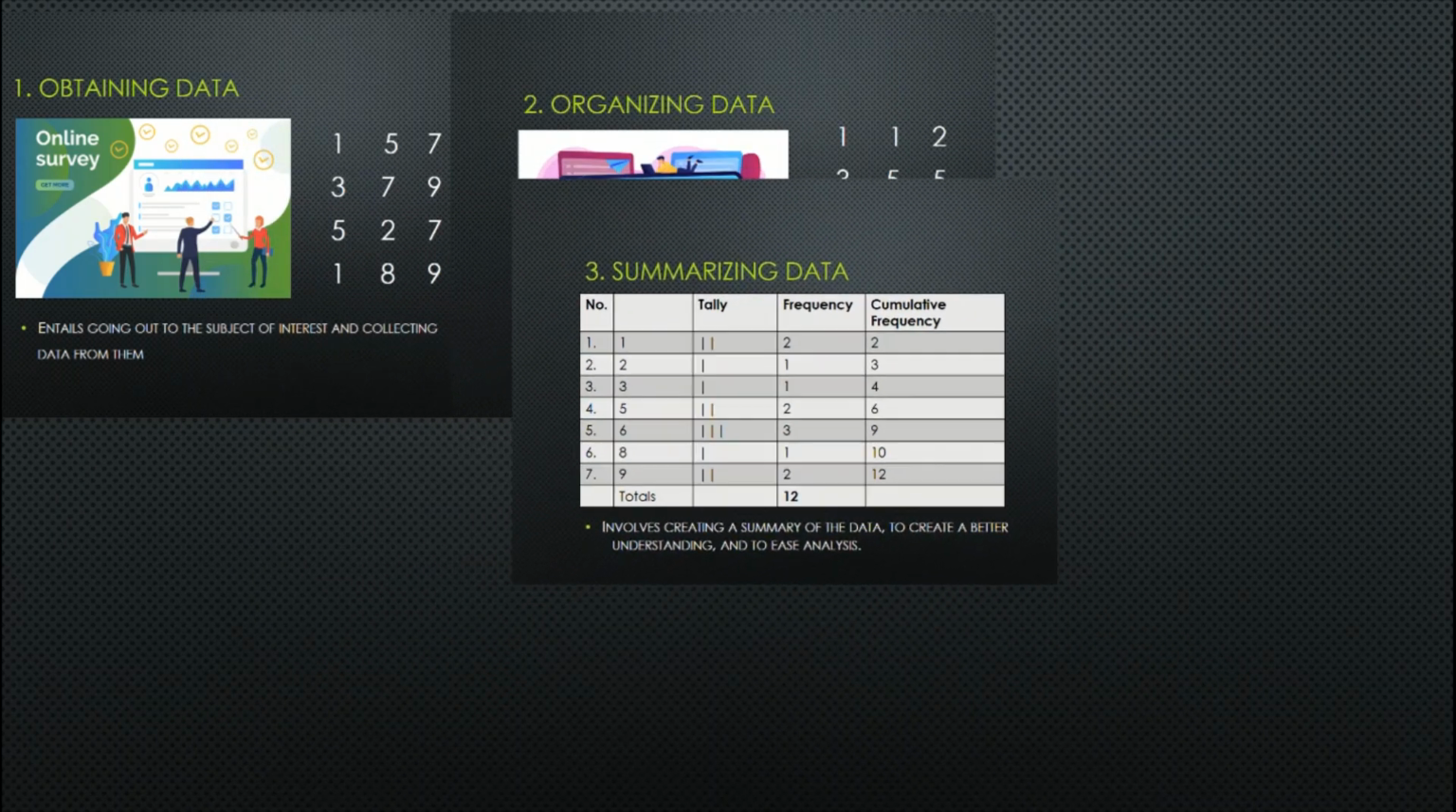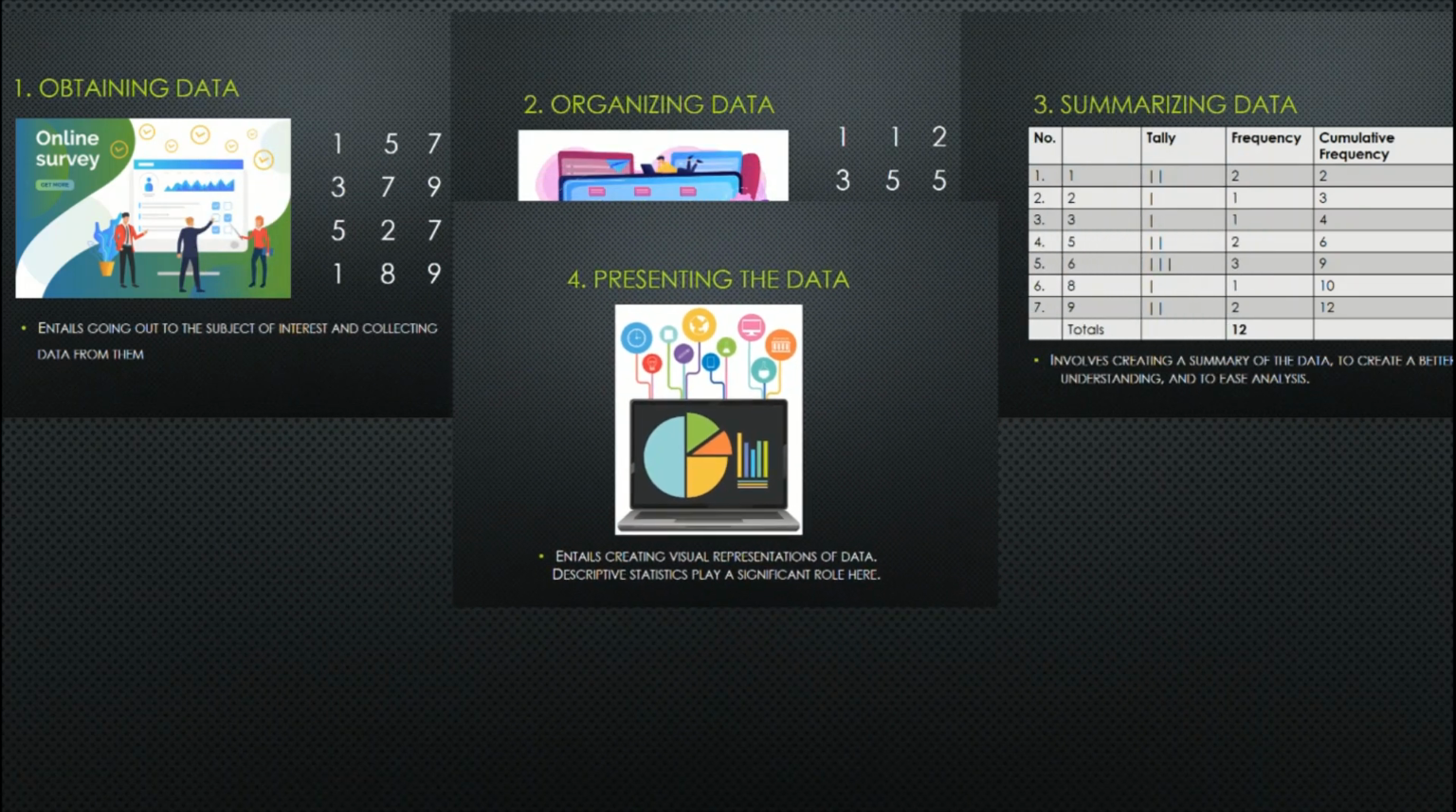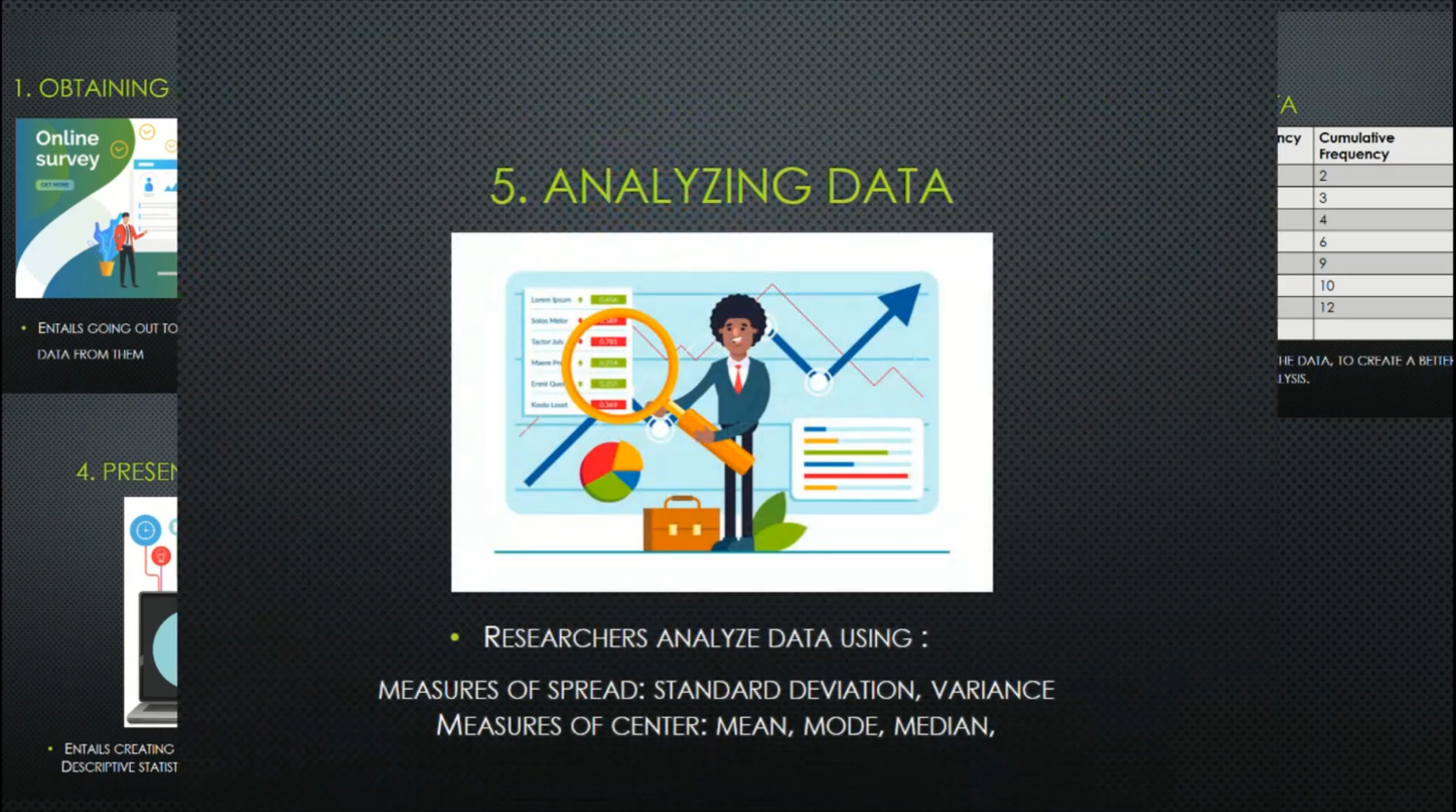We can present the data using descriptive statistics methods, that is such figures as histograms, pie charts, bar graphs, Pareto charts, line graphs, scatter plots, and many others. Therefore, after presenting the data, the statisticians then analyze the data. They analyze the data by using measures of spread or measures of center, among many others.